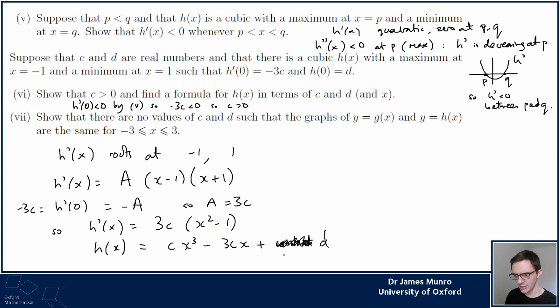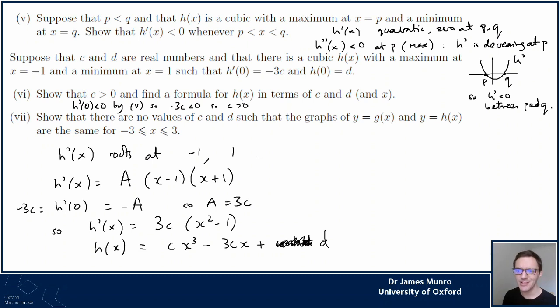It's a cubic, it's got turning points in the right places. Is it definitely maximum and minimum in that order? Yes, it is, because it's a happy cubic. Brilliant, okay. That's my expression for my cubic.